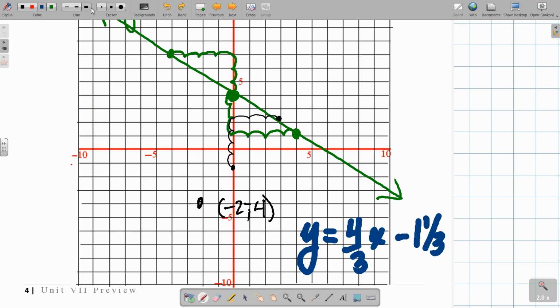Graph your second line, and you will see that that perfectly aligns. It makes a right angle. And we go through our target point, which is negative 2, negative 4. Don't be afraid of fractions. Fractions are part of life.